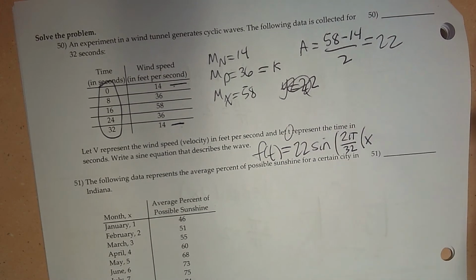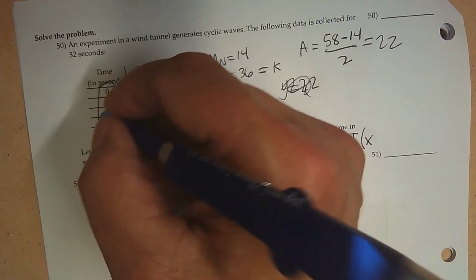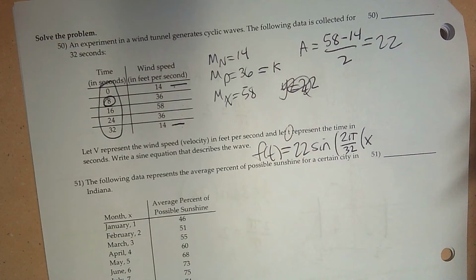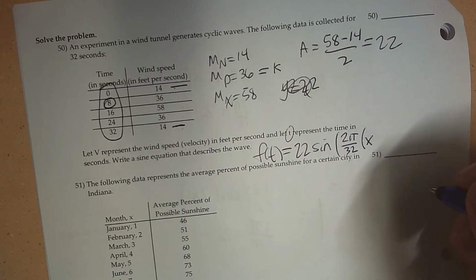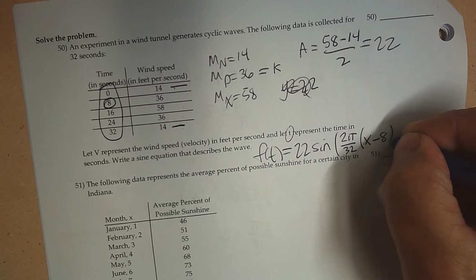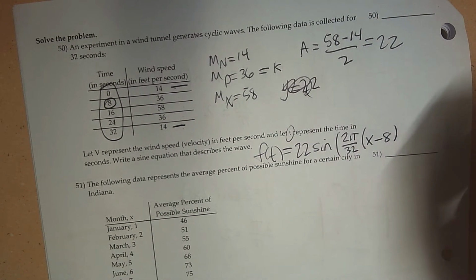Now, here's the challenge. Sine has to start in the middle. So where is the middle? And at the middle, going up, starts 8 seconds in. So I have to shift this over 8 seconds for it to match this wave. And that's it.